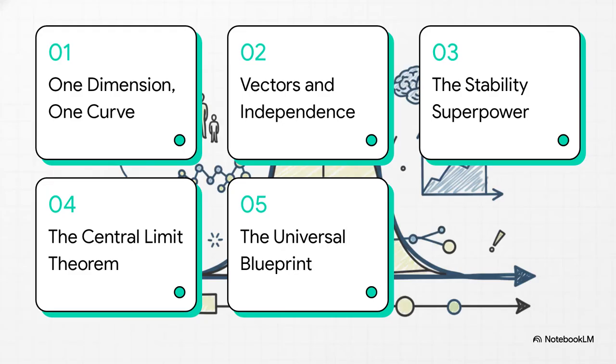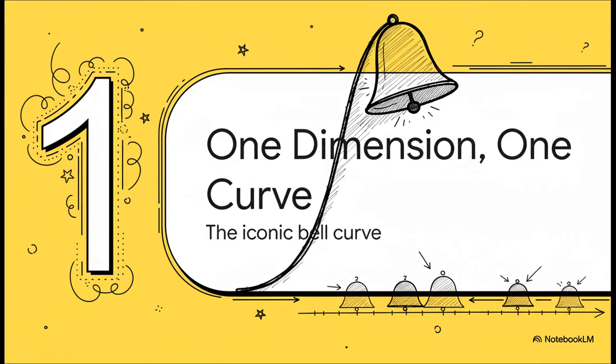So here's our game plan for unraveling this thing. We're going to start simple with the basic one-dimensional curve. Then we'll see what happens when we jump into more dimensions with vectors. After that, we'll uncover its stability superpower, and then get to the absolute heart of the matter, the central limit theorem. And finally, we'll piece it all together to see how it acts as a universal blueprint for randomness. All right, let's dive right in.